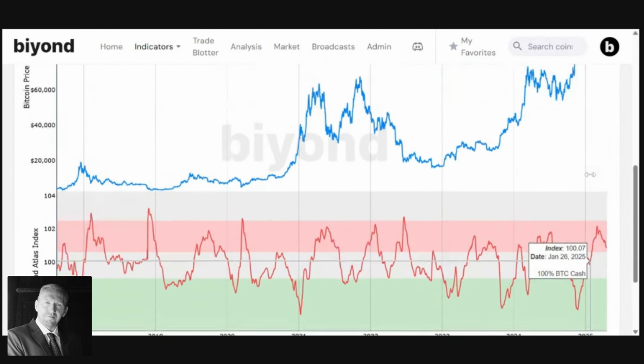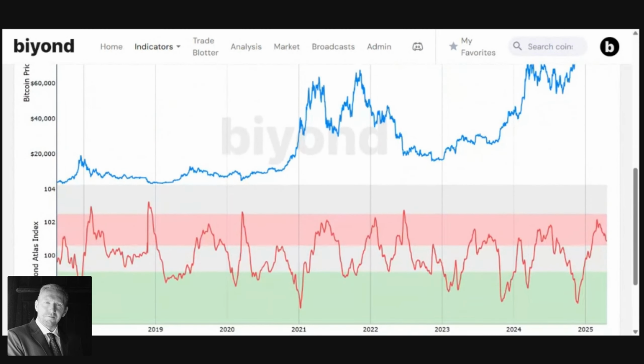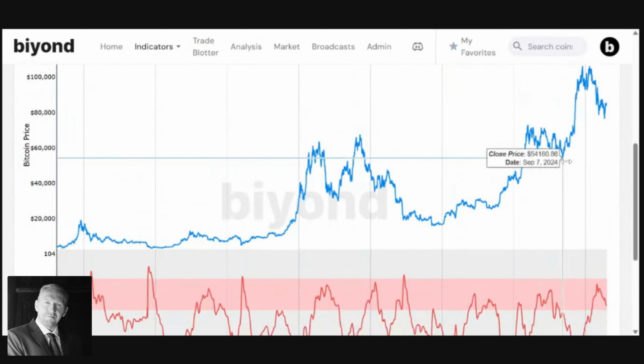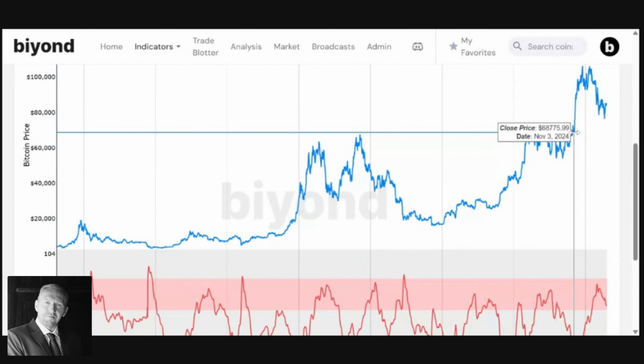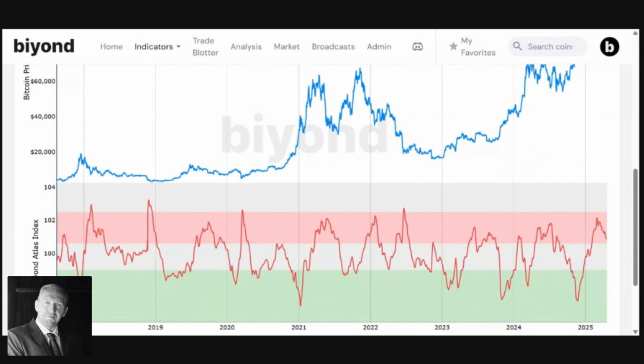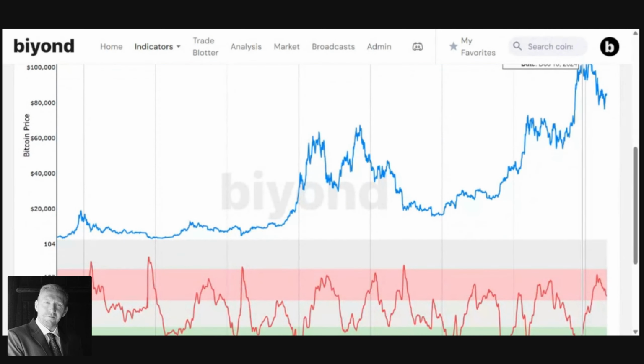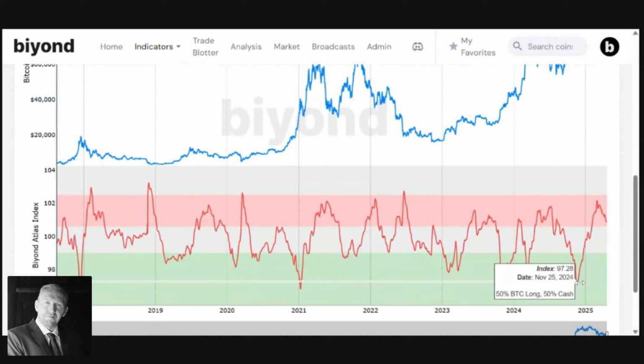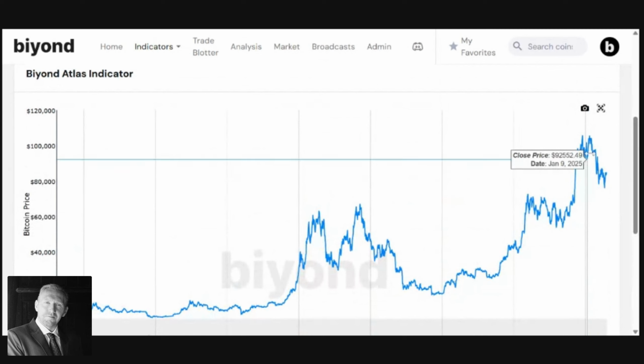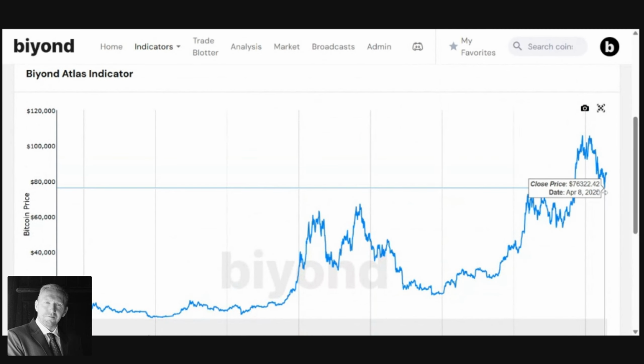So if I can give you a little bit of a backstory about what has been going on with Beyond Atlas: after the summer period of consolidation in 2024, Atlas started to generate a fantastic buy signal in the green zone, and that worked out pretty perfectly along with our other indicators. Since then, since we topped out, and in the early part of this year, it's been moving away and it's been in the bearish zone. Again, it's worked out perfectly because the market has had a significant correction.